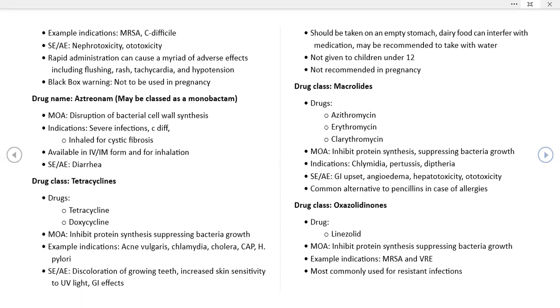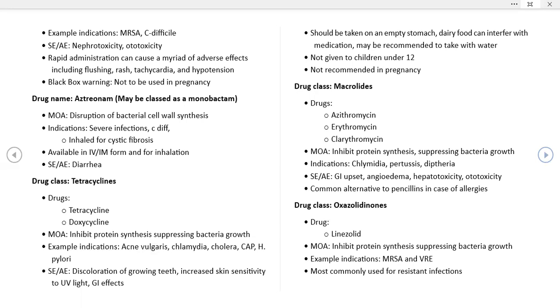The next drug we have is aztreonam. I have seen some textbooks put this under the drug class monobactam. I didn't do that because that wasn't very common, but I just threw that in there in case your school does that. The mechanism of action here is disruption of cell wall synthesis. Again, the same thing we've been talking about. And we use this for severe infections.